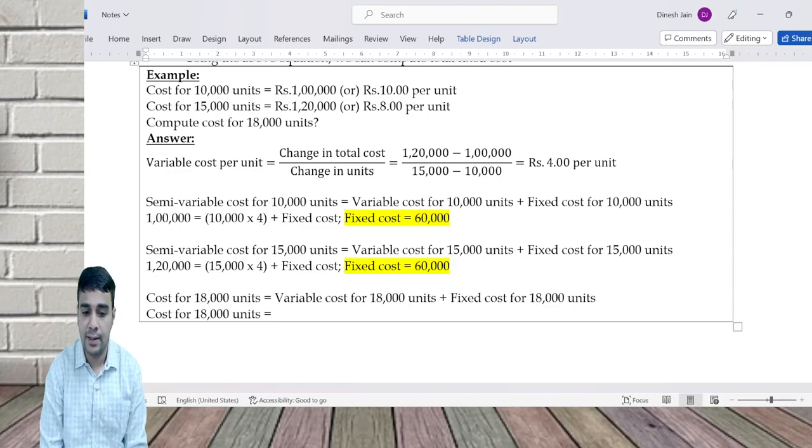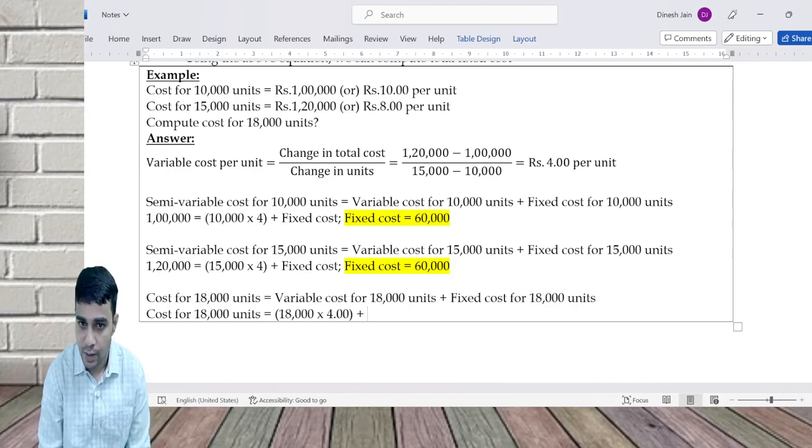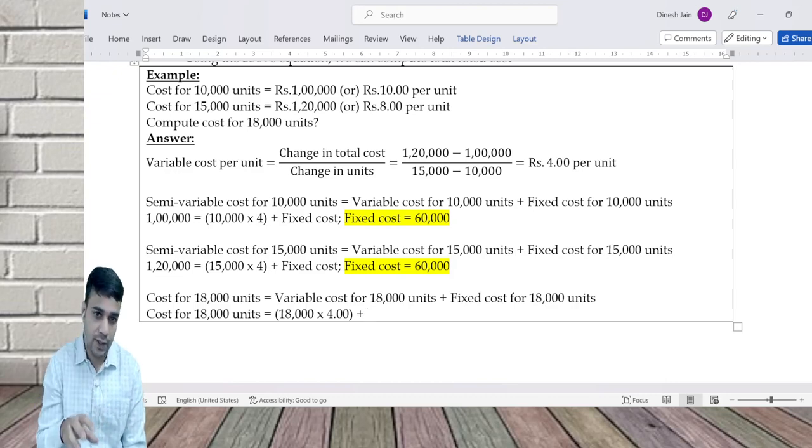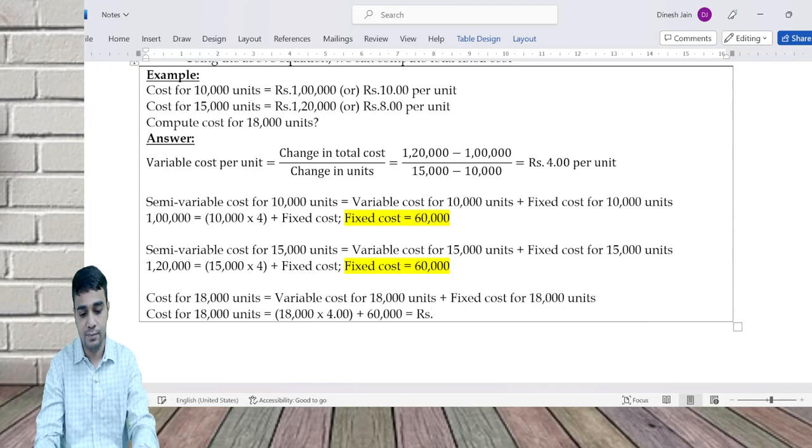What is the variable cost we have calculated? Guys, participate. Very simple question. I want you guys to talk. Variable cost is 4 per unit. So 18,000 into 4. What is the fixed cost we have calculated? That is the answer for 10,000, 15,000, 20,000, 18,000, 25,000, 30,000. Whatever output you take, fixed cost rent is only 60,000, irrespective of the number of students. Plus 60,000. How much is this? 1,32,000.